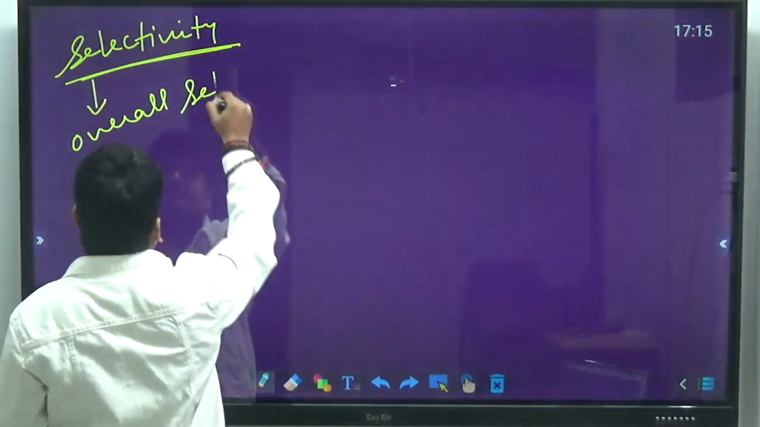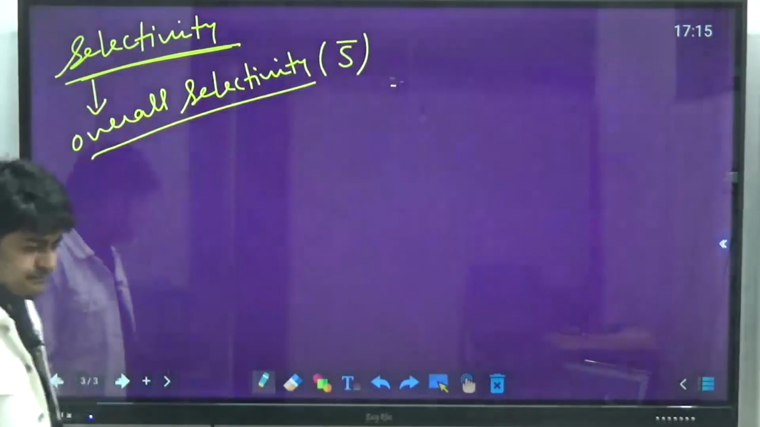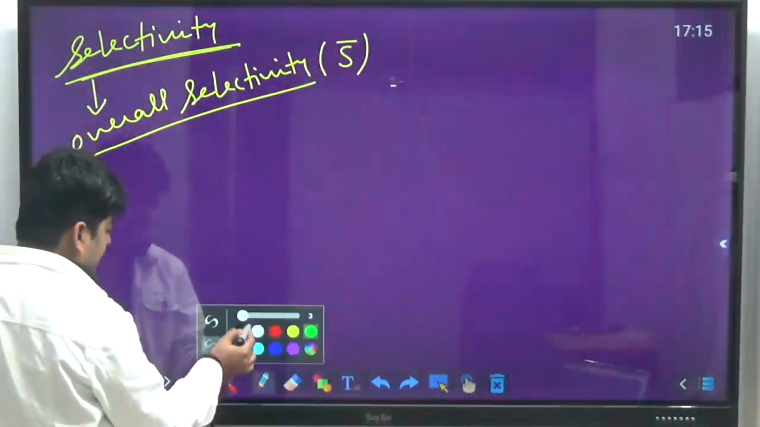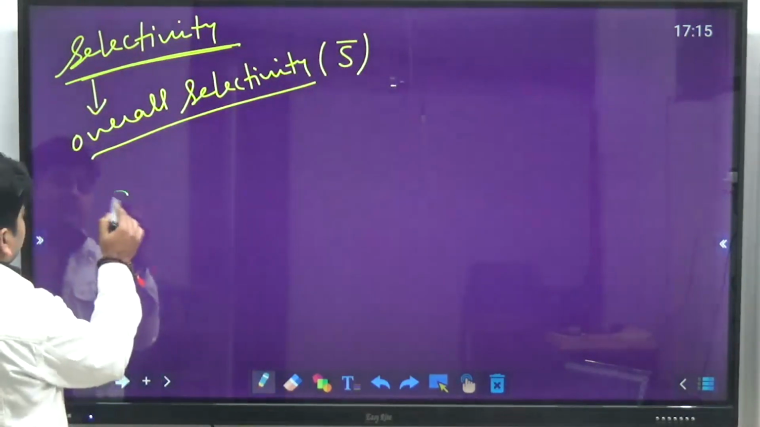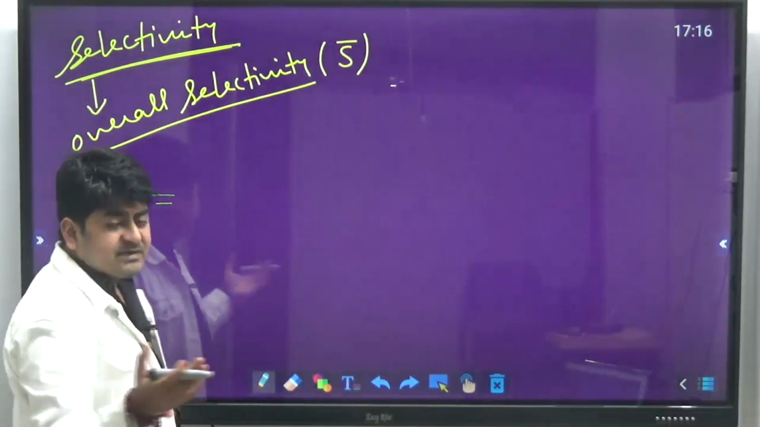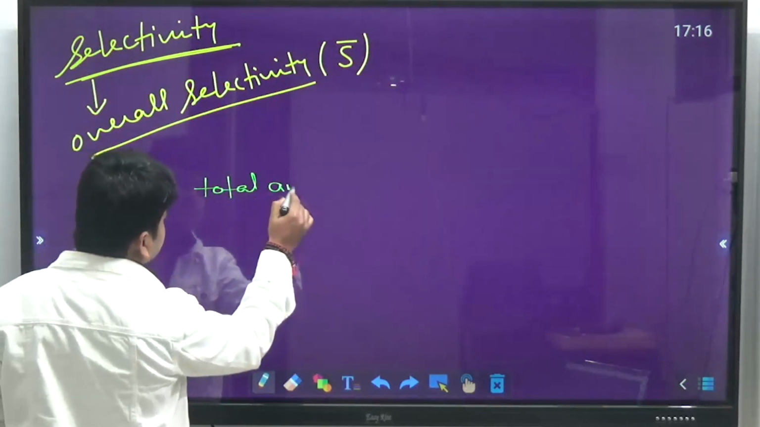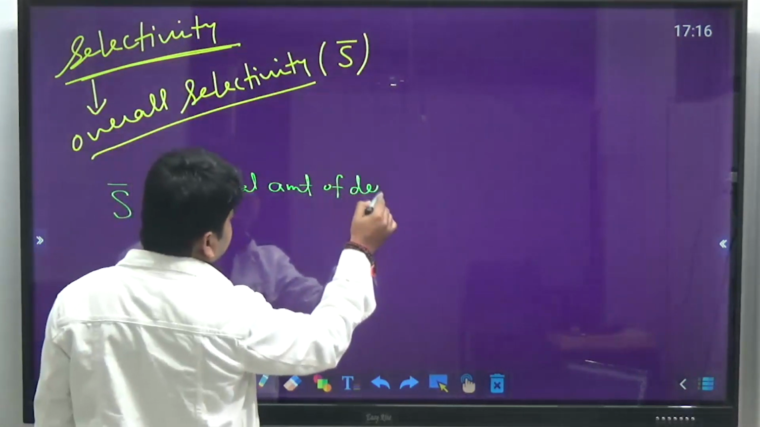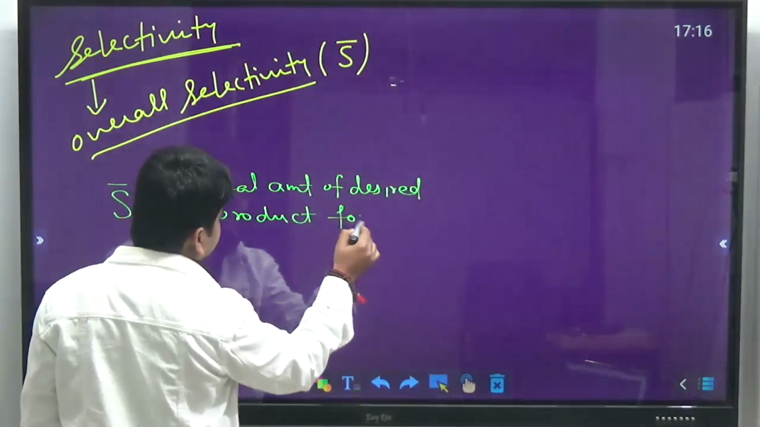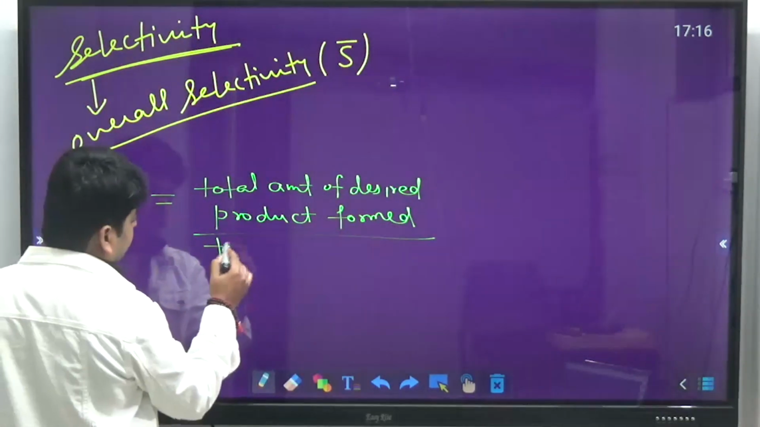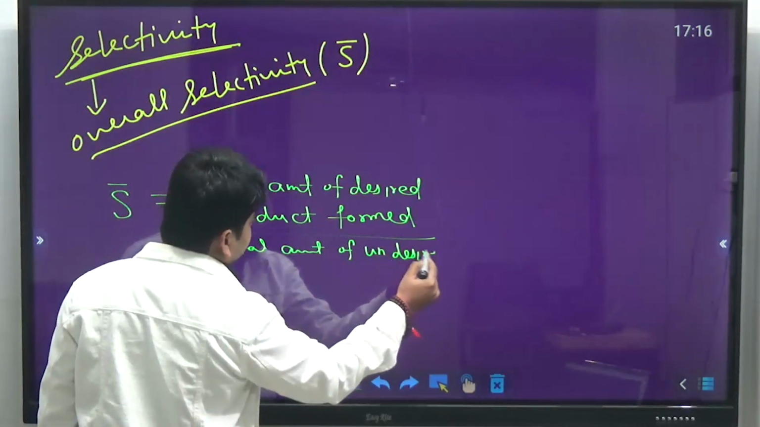One is overall selectivity. That can be denoted by S bar, capital S bar, and it is defined as S bar equal to the total amount of desired product formed to the total amount of undesired product formed.